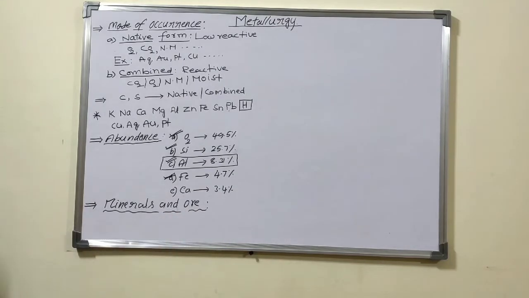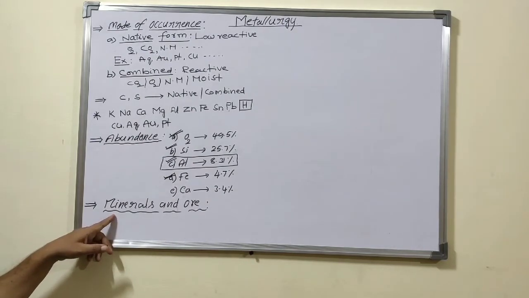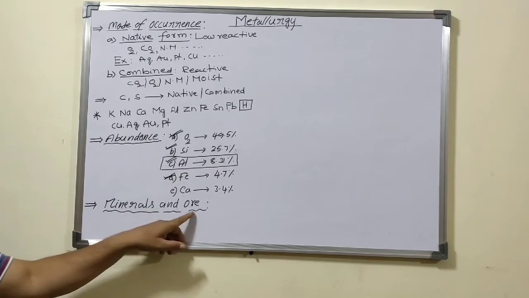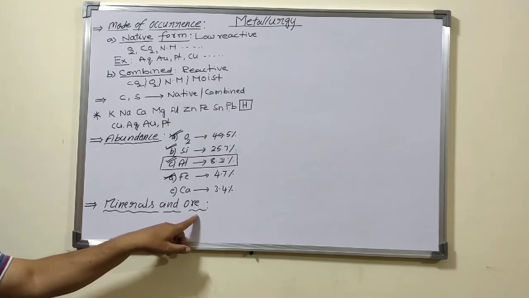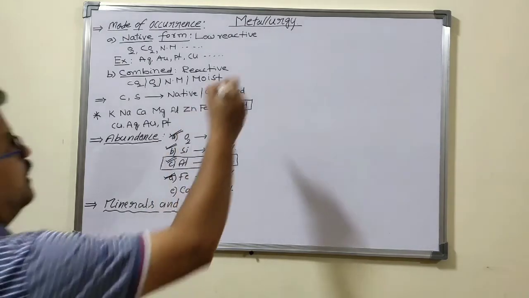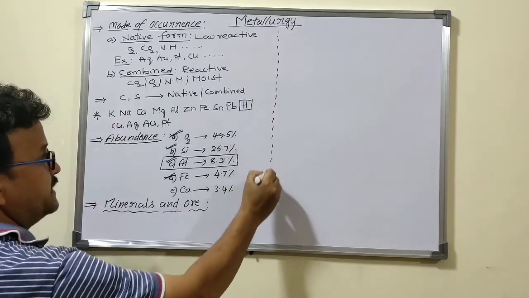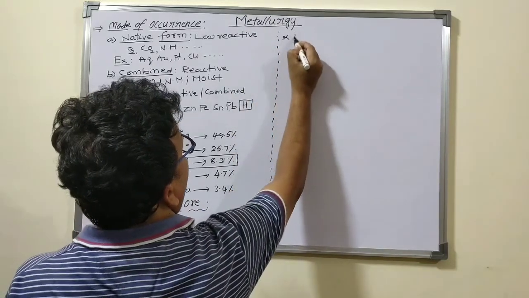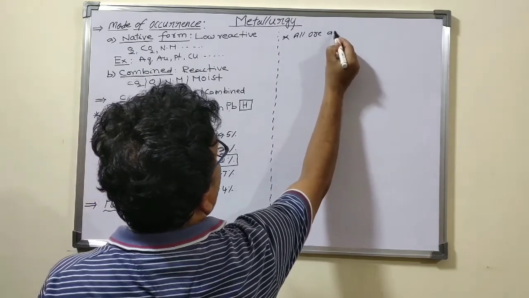And an ore is also a form of mineral from which metal can be economically and conveniently extracted. It is a naturally occurring chemical substance in which the metal occurs in the earth crust, and the mineral form from which metal can be economically and conveniently extracted is called an ore. Here we have one main important point. All ores are minerals.